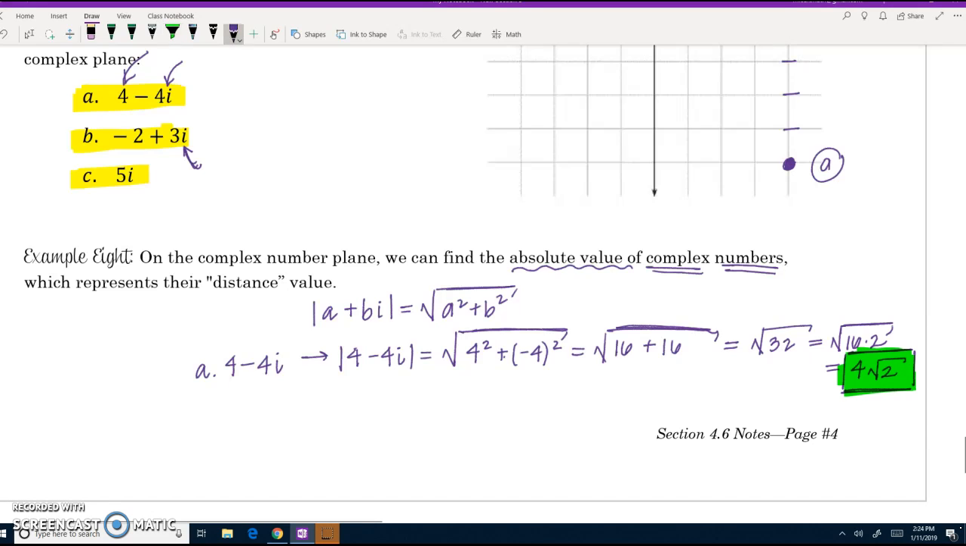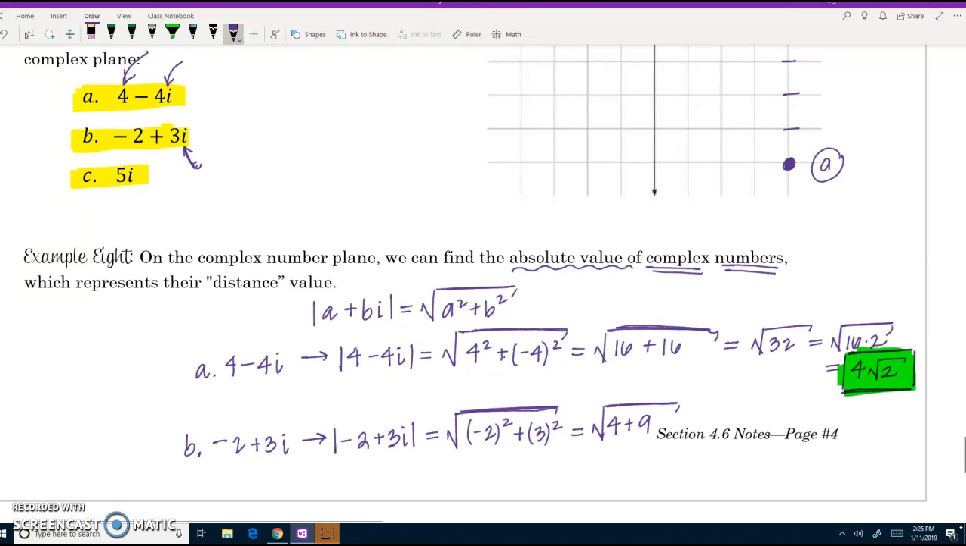Let's do one more just so you have another one for reference. If we wanted to find the absolute value for point B, that's -2 plus 3i. So again, if we put that in absolute value bars here, -2 plus 3i, then we can go ahead and take the square root of -2 squared, and then 3 squared. Again, the i doesn't come along with us. And when we get that result, we'll end up with 4 plus 9, which in this case is going to be the square root of 13. We can't simplify 13 anymore. We're kind of stuck there. So that's going to be our final result for that absolute value.